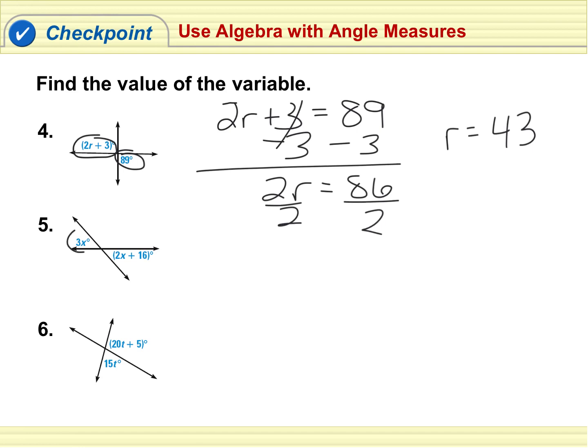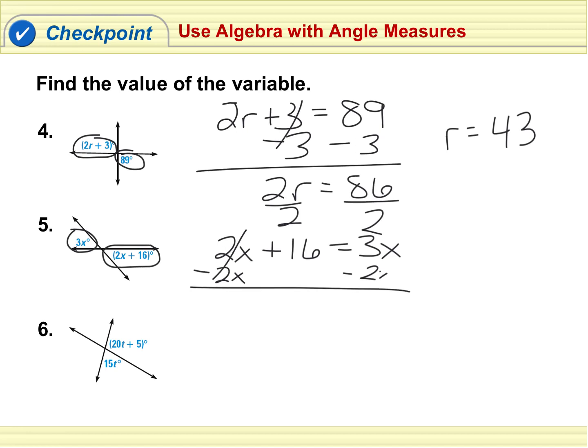Number 5, look at the angles given. What is their relationship? They are vertical angles. What do you know about vertical angles? They're the same, so what do you do with those? Set them equal to each other. What do we need to do? Combine like terms. Yep, we're going to subtract 2x on both sides. What does x equal? 16. Yep, x equals 16.